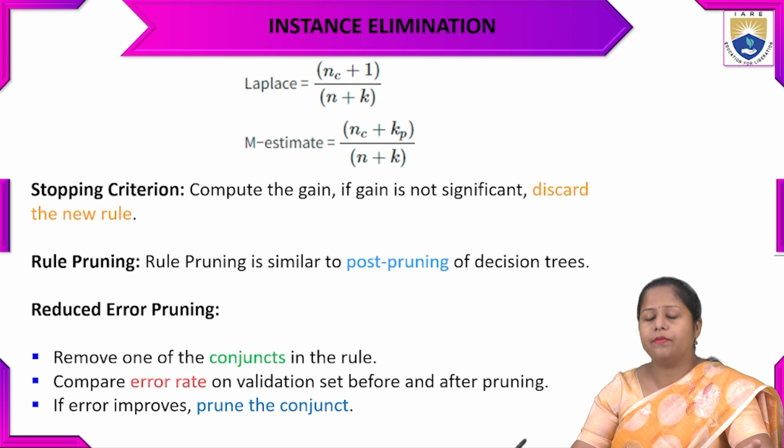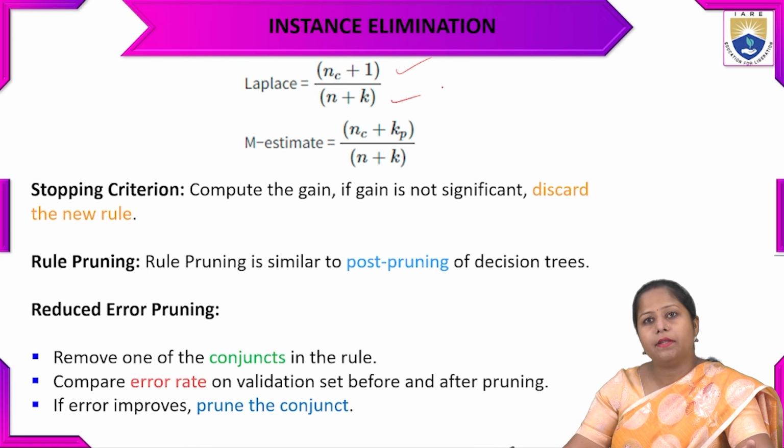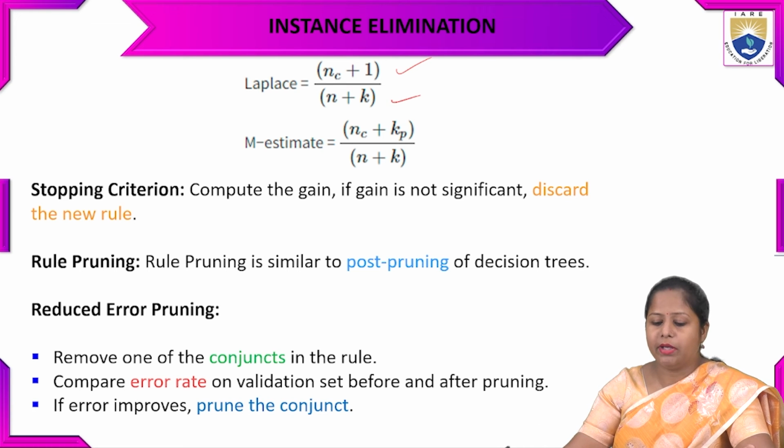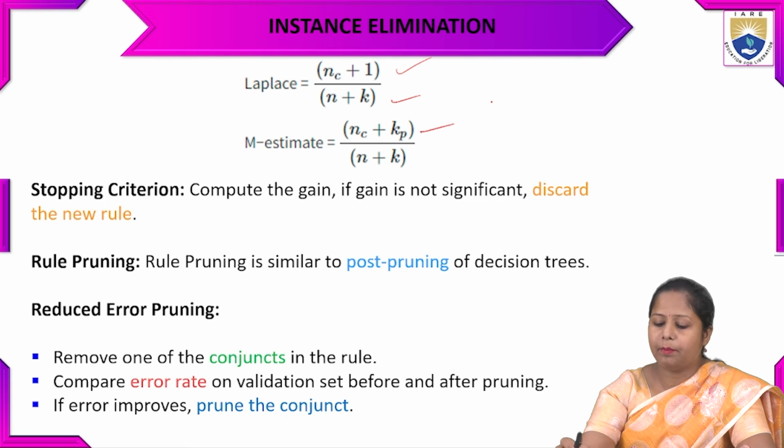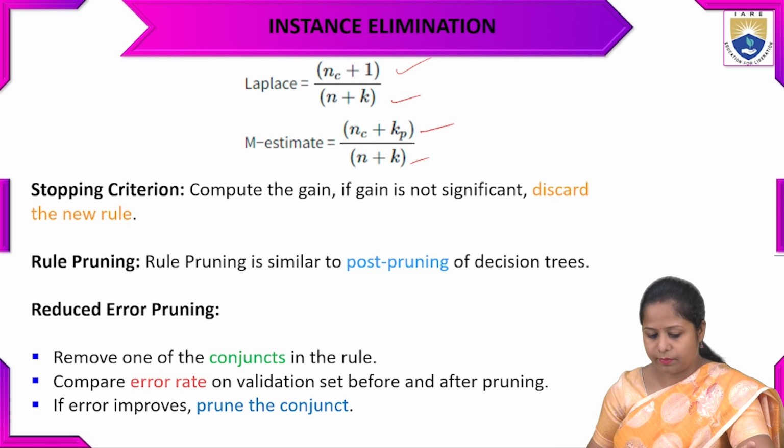Then there is Laplace. The Laplace measure is nc plus 1 divided by n plus k. The M-estimate measure is nc plus kp divided by n plus k. So these are the three measures used for rule evaluation.